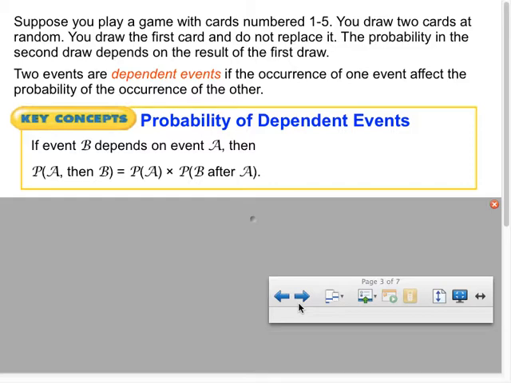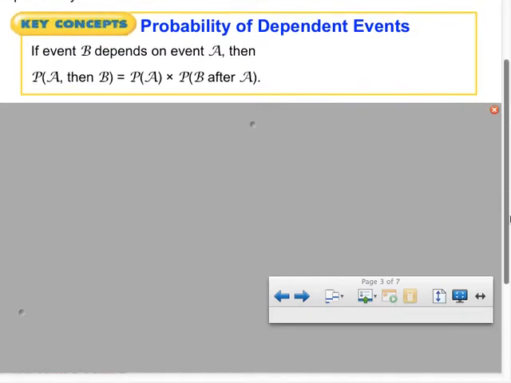And if you look, here's the key concept. It's still the product. You're still multiplying, just like we did earlier, where we multiplied the probability of the first times the probability of the second. But now we're talking about dependent events. So if an event B depends on event A, the probability of A and then B is the probability of A times the probability of B after A. So let's look at an example so we can understand what that means.